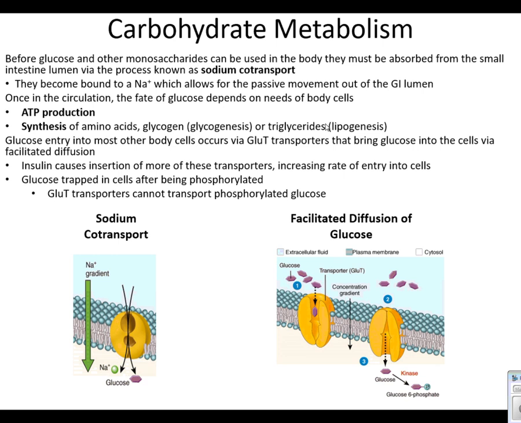Over on the right, we show how glucose gets into our body cells. That way it can then be used to make ATP. Glucose entry into most of our body cells occurs by way of what we call GLUT transporters. GLUT, capital T, is short for glucose transporters. There are several different types, GLUT1s and 2s and so on, but they bring glucose into the cells by way of facilitated diffusion. It's a carrier or transporter protein, and it's promoted when we release insulin.